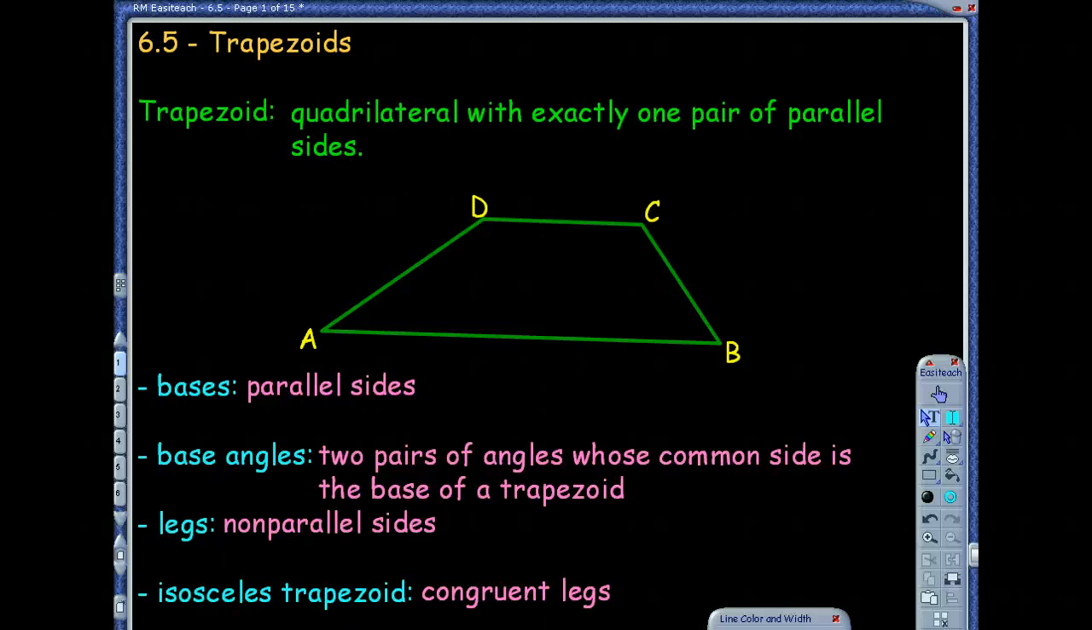Section 6.5 is continuing this idea with quadrilaterals. Sorry, guys. We've been talking about parallelograms, but today we're going to learn about some quadrilaterals that actually are not considered parallelograms. Now, the title actually involves trapezoids and also kites, so I left that off by accident, so we're going to put that in there.